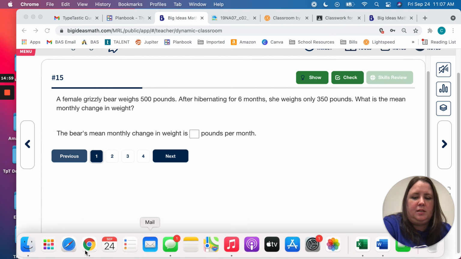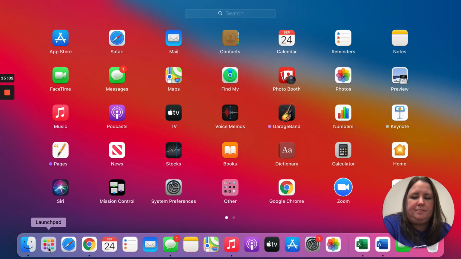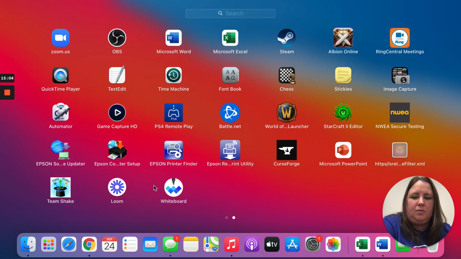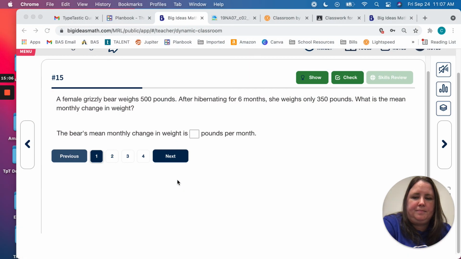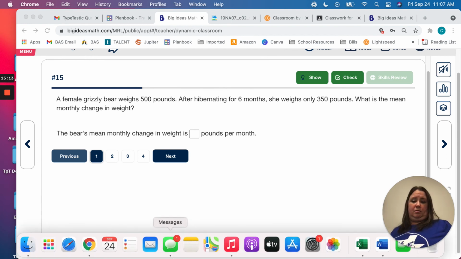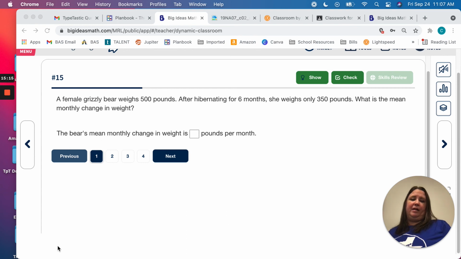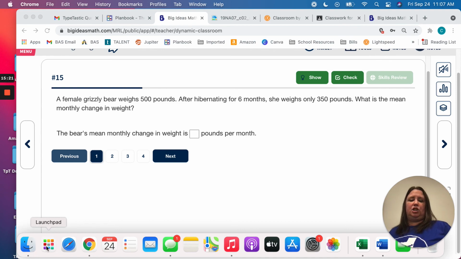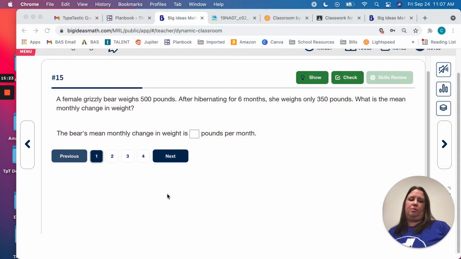So if you want to see 15, pay attention. Let me get my whiteboard. A female grizzly bear weighs 500 pounds. After hibernating for 6 months, she weighs only 350 pounds. What is the mean monthly change? Hold on, my whiteboard's not coming up.